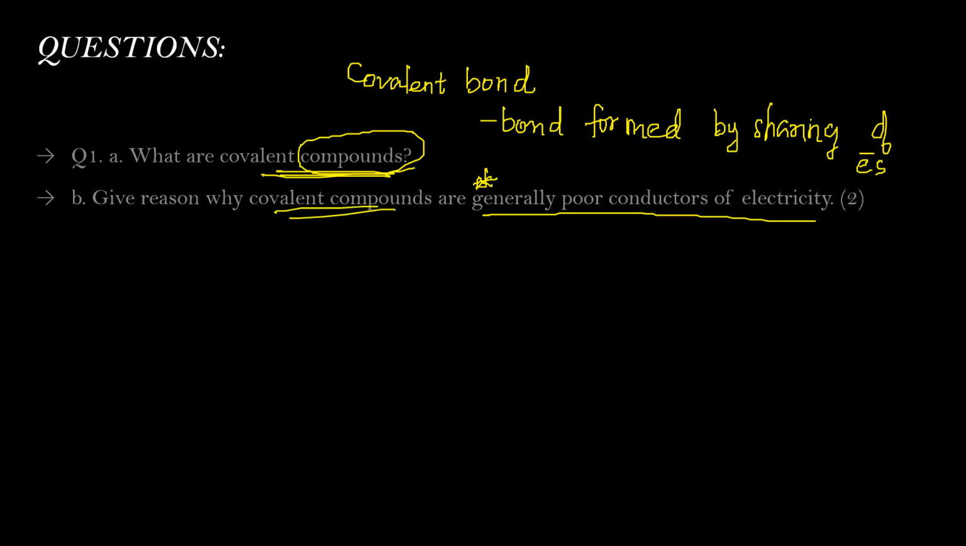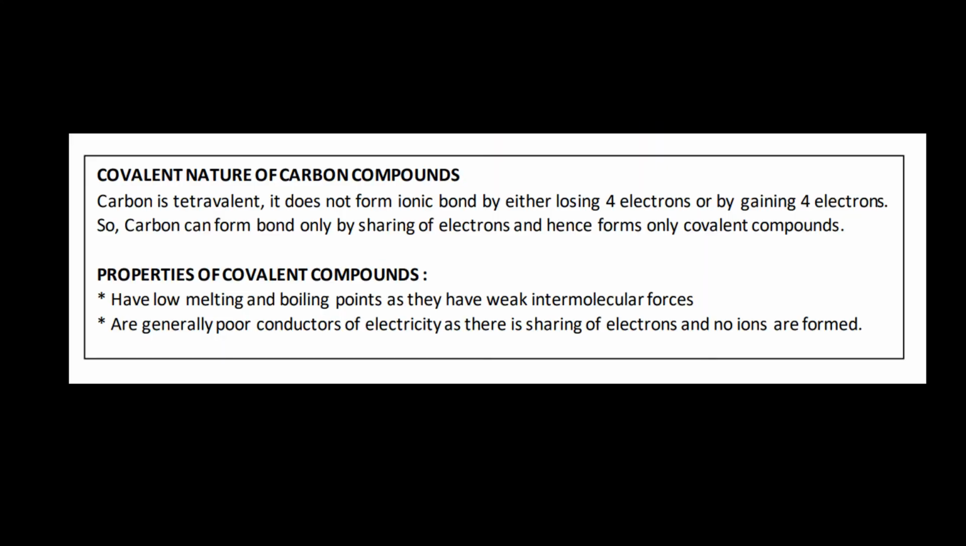Covalent compounds are generally poor conductors of electricity. Why? I'll repeat the question. What is the reason for the poor conductivity of the covalent compounds? So, the covalent nature of carbon compounds is very important. Carbon is tetravalent. We already discussed this.